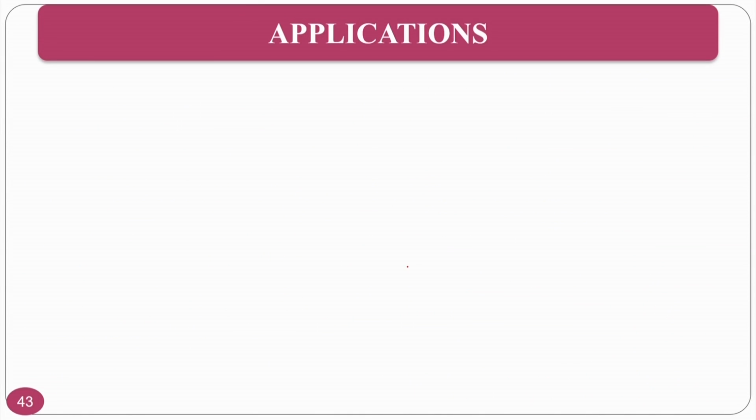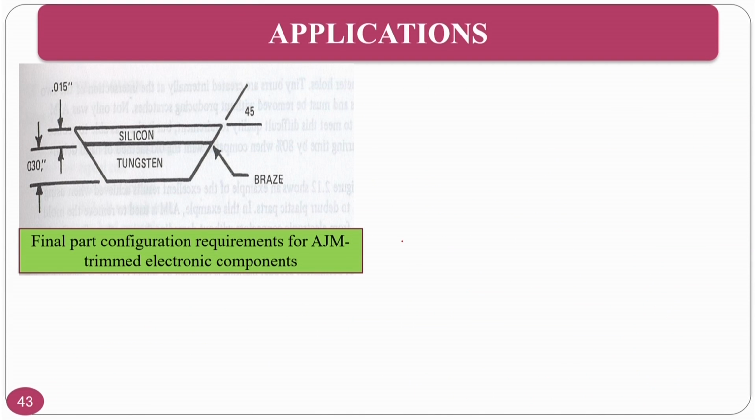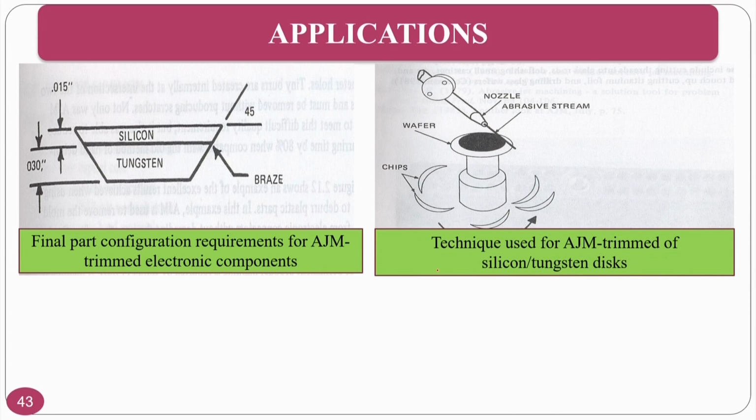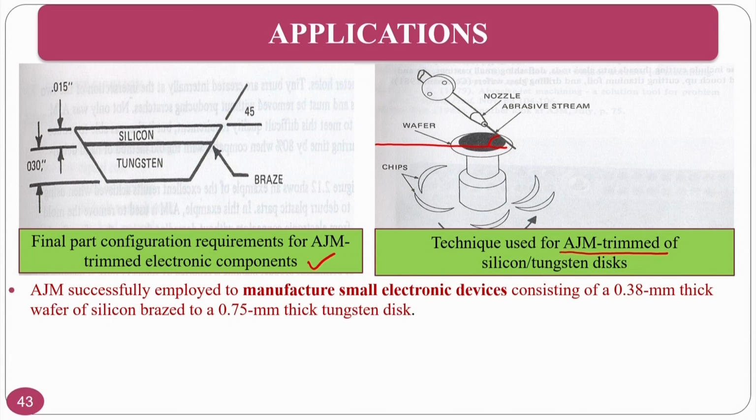Applications: if you see the applications, normally silicon or tungsten carbide, a configuration required for AJM for the trimming of electronic components. At the same time, you can use AJM for trimming silicon. You can use it at different angles for trimming application. This is one of the techniques that you can use.